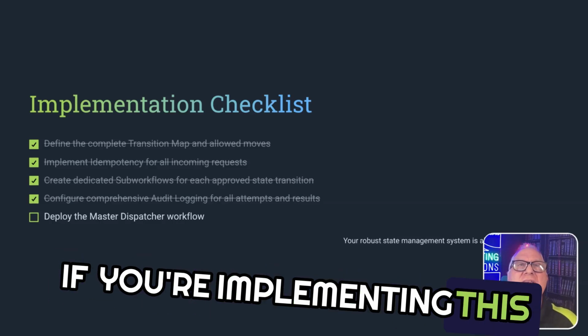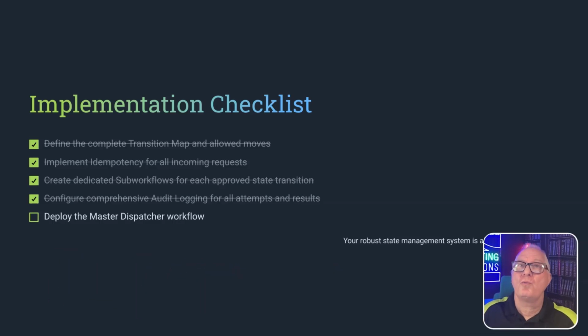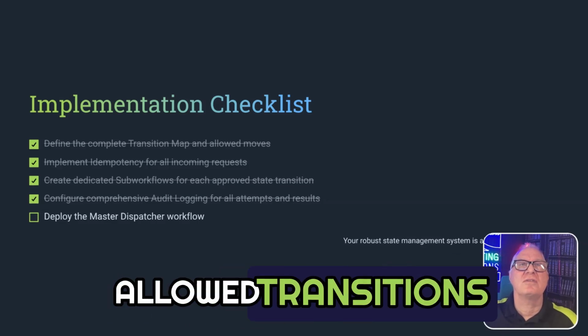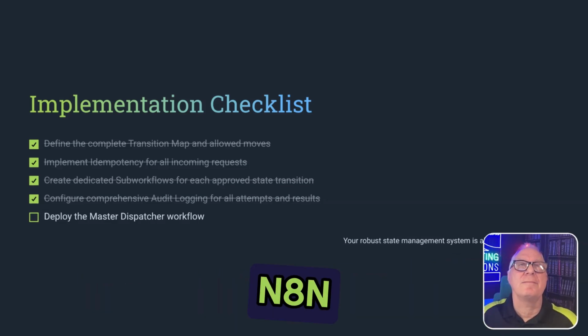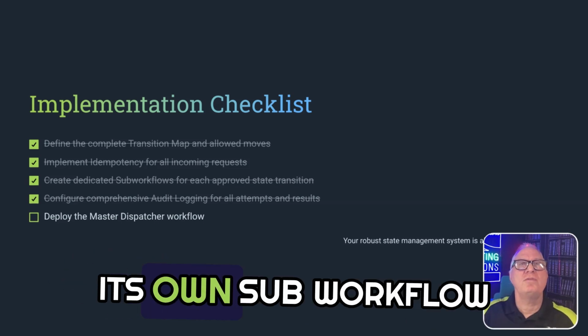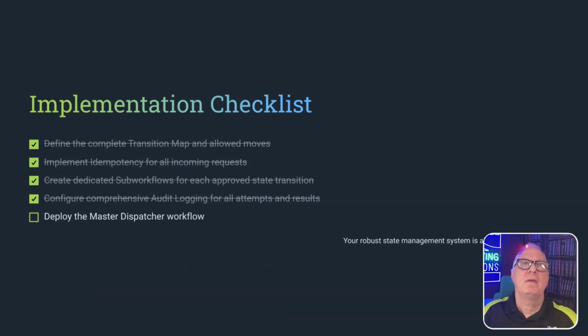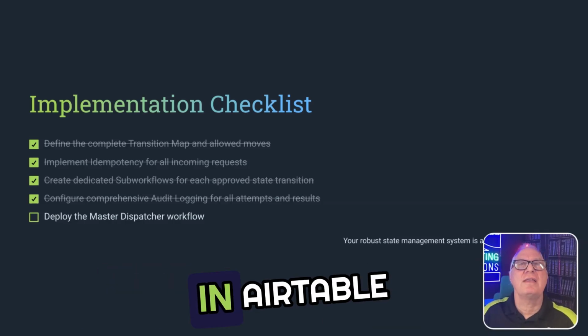If you're implementing this today, use this video as a checklist. Write your states and allowed transitions. Build one dispatcher in n8n. Move each transition into its own subworkflow. Then add idempotency and a transition log in Airtable.